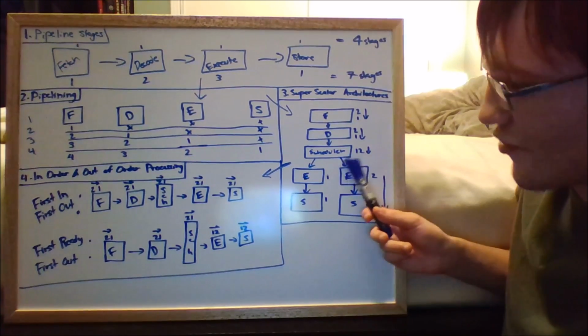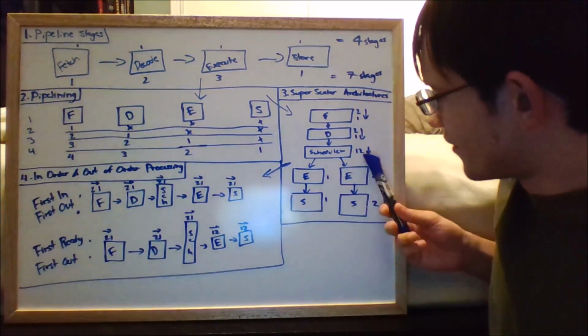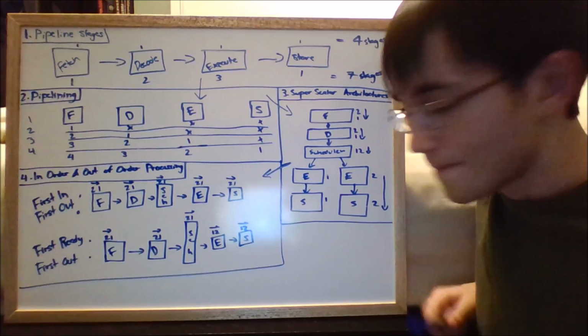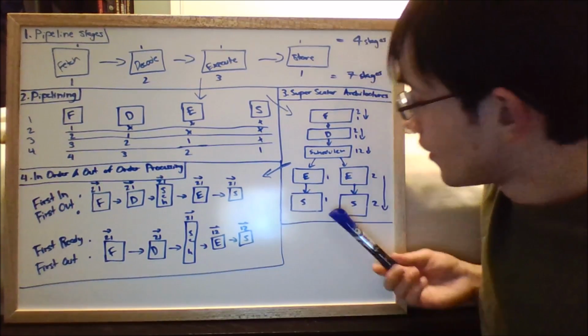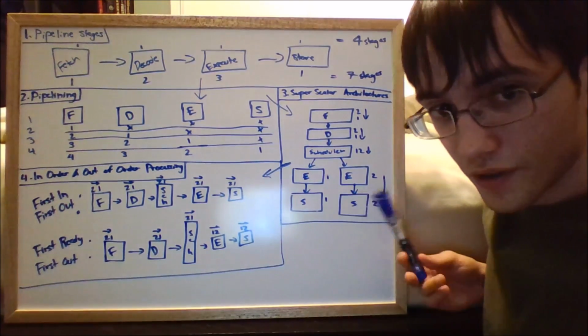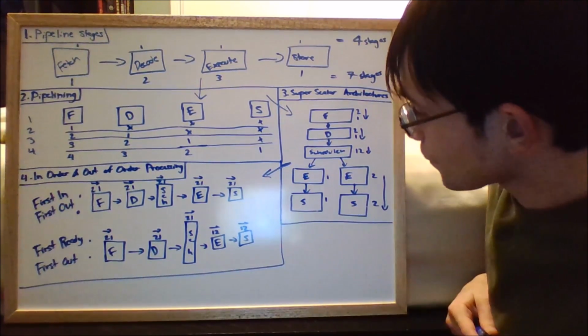So the first one, it's ready. It'll go to the first execution unit. The second one, it's ready. It'll go to the second execution unit. Let's say next clock cycle, they're both done, and there's 2 store units here conveniently. And the first one will go to the store unit, the second one will go to the second store unit.